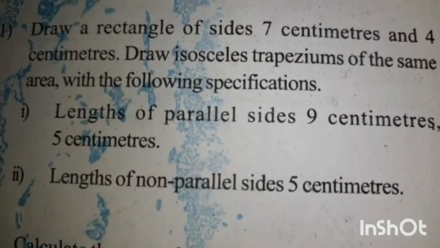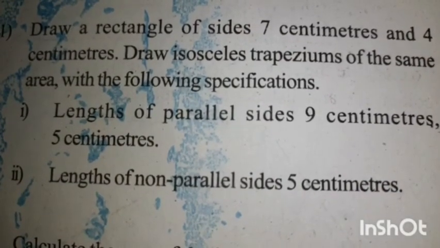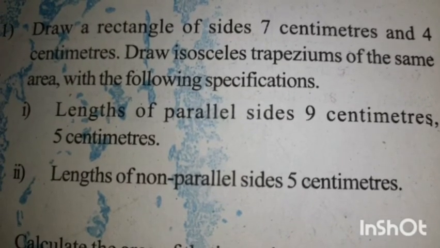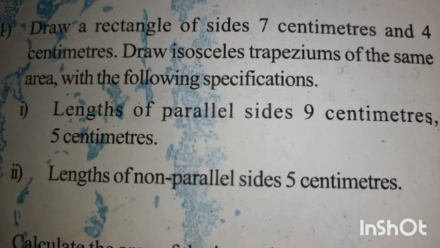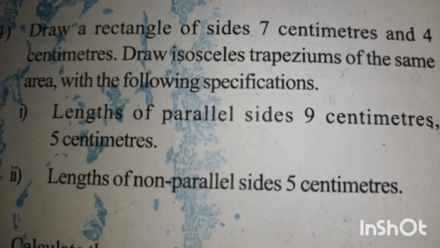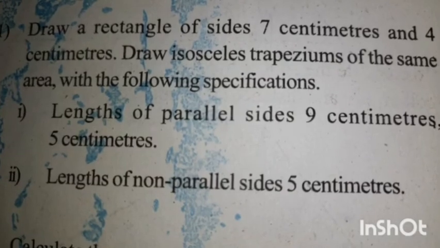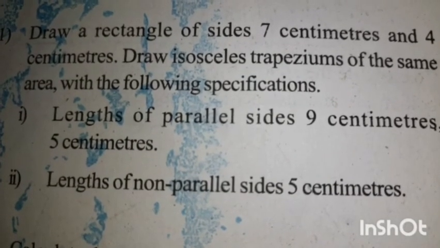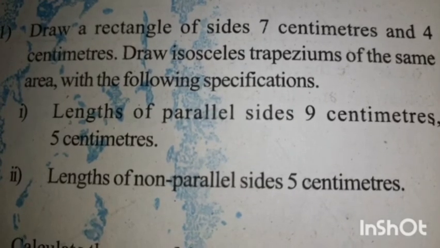Draw a rectangle of side 7 cm and 4 cm. Draw isosceles trapeziums of the same area with the following specifications. First, length of parallel sides is 9 cm and 5 cm. Second one, length of non-parallel side is 5 cm. So you have to draw it.